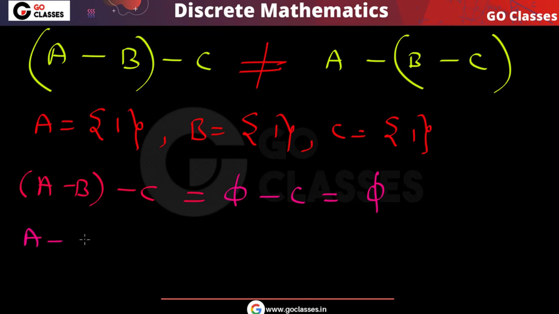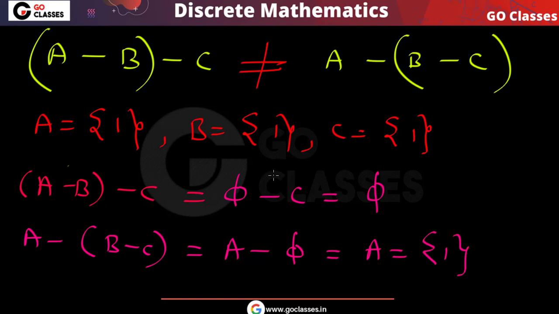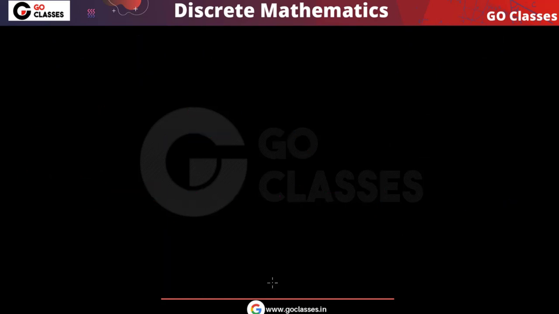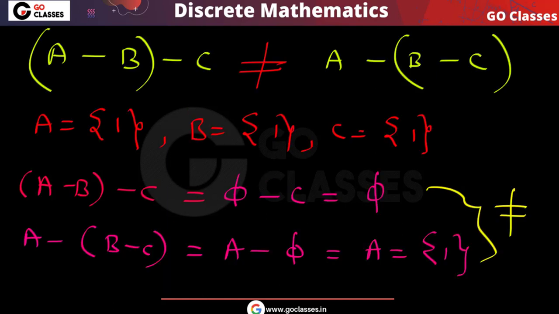And what is the RHS? A minus (B minus C). Remember, this is A minus what is B minus C? B minus C is empty. So what is A minus empty? That is A. And what is A? This is A. So you can clearly see these are not the same. So what I can say is, set difference is not associative.